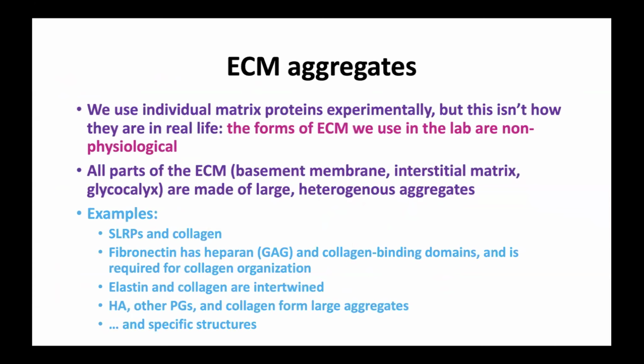So just for final notes, I want to make the point that in the lab, we use individual matrix proteins, but this is not even remotely physiological. The ECM, all parts of it, is made of these very large heterogeneous aggregates, and we simply do not study that in the lab. Some examples are the small leucine-rich proteoglycans, which I showed you are important for collagen organization. Fibronectin has domains that bind GAGs and bind collagen, and is really important for collagen organization. Collagen and elastin are intertwined, and on and on and on. Aggregates are very important in the body, but not so much in our labs.